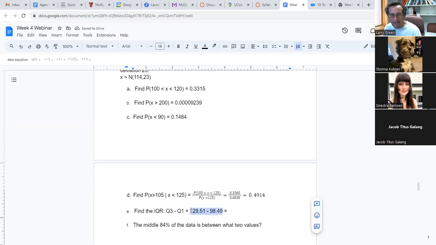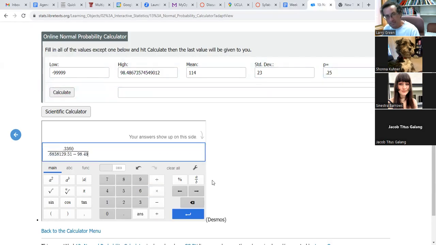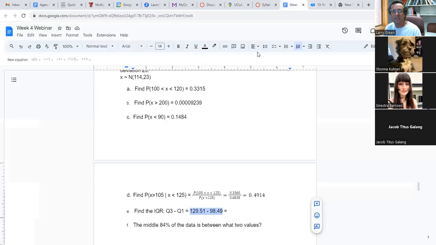And I can drop that in the calculator. Whoops, not what I wanted. There we go. That's what I want. And you get 31.02. And that's what the IQR is, which is the range from Q1 to Q3. Any questions on this idea?